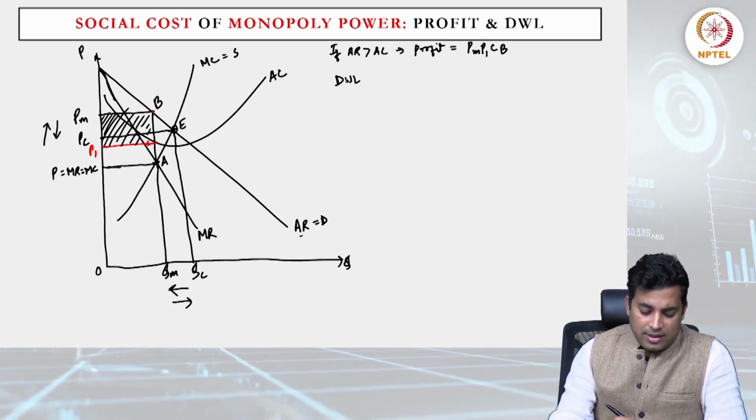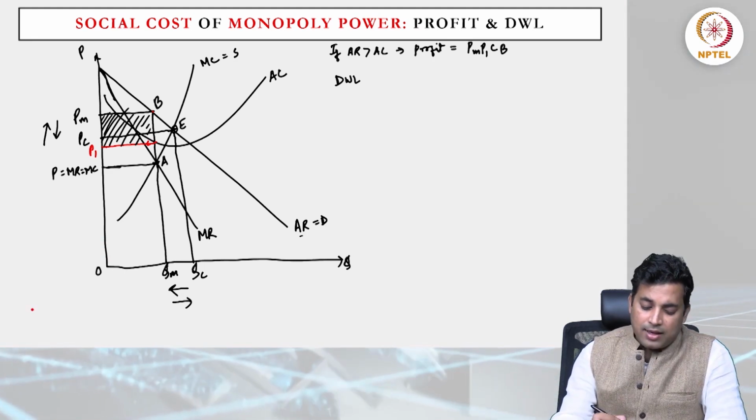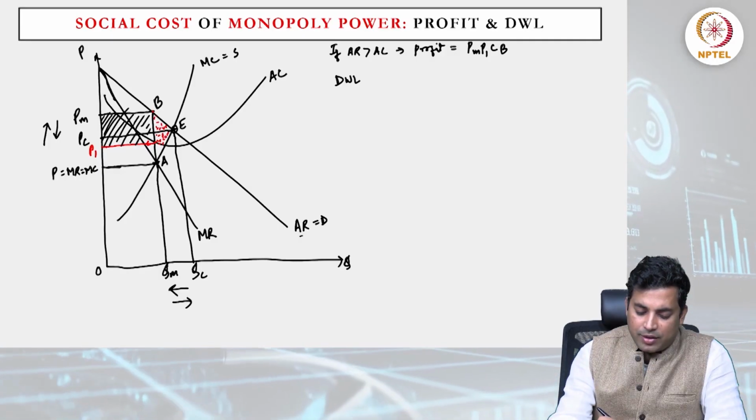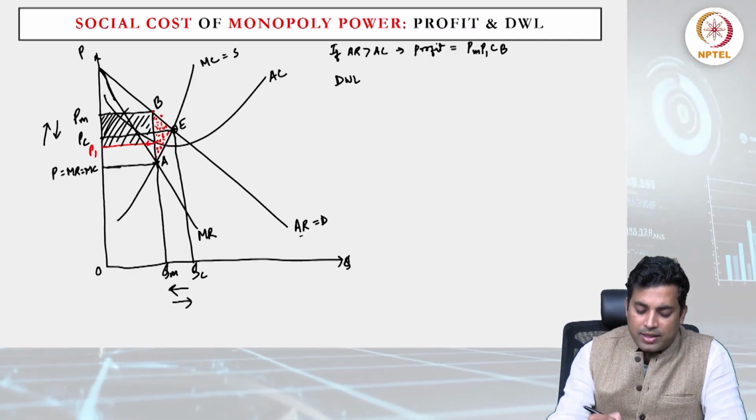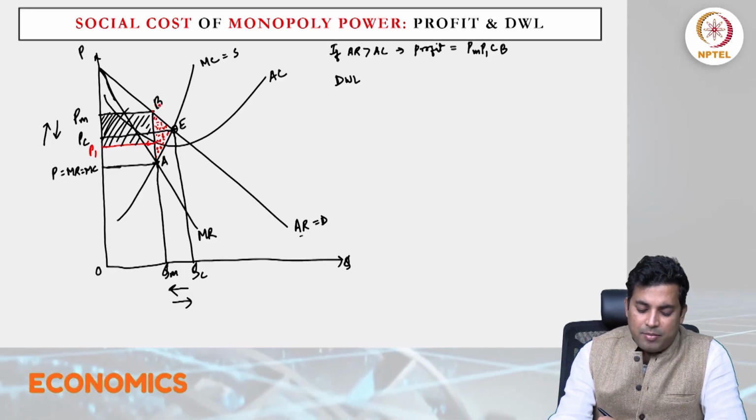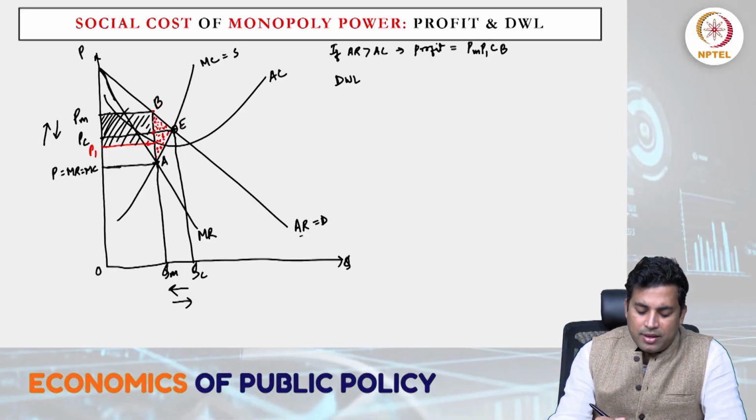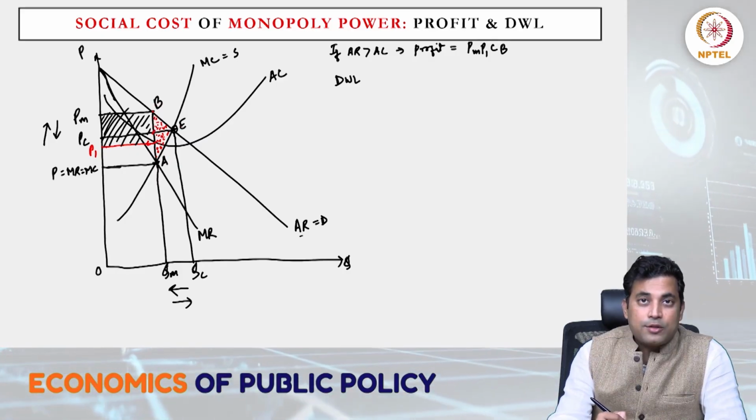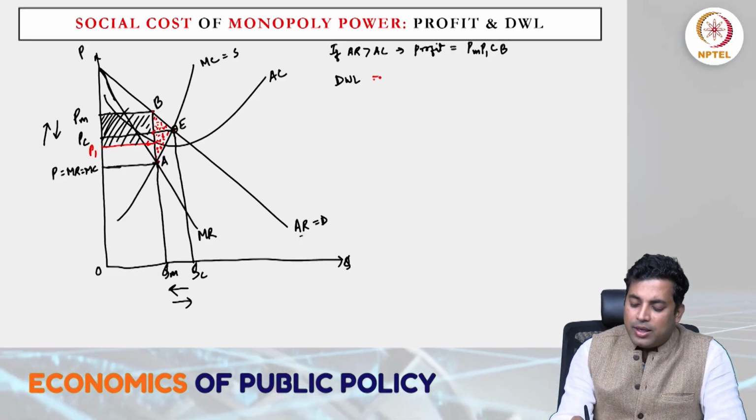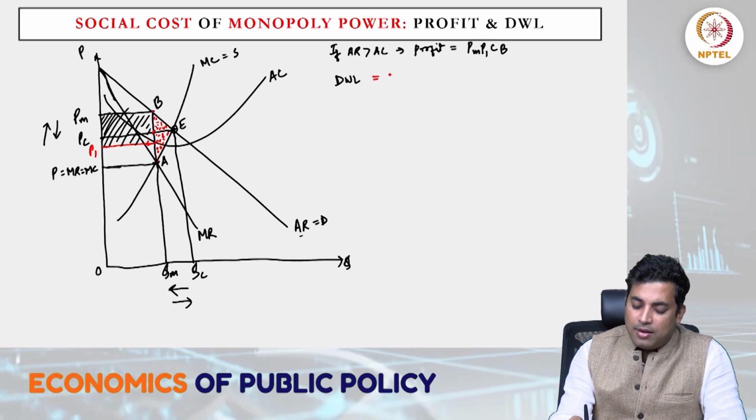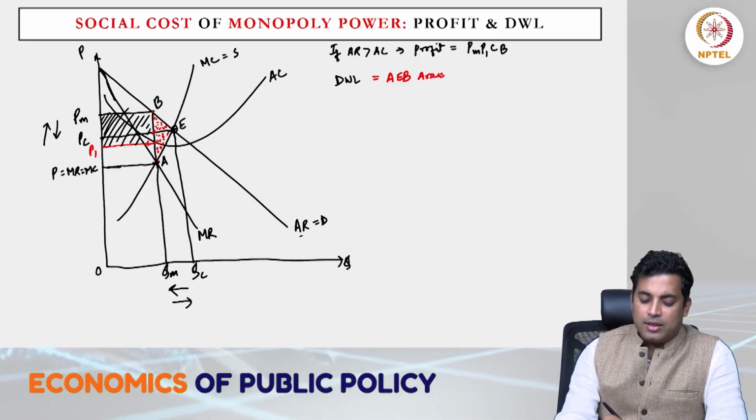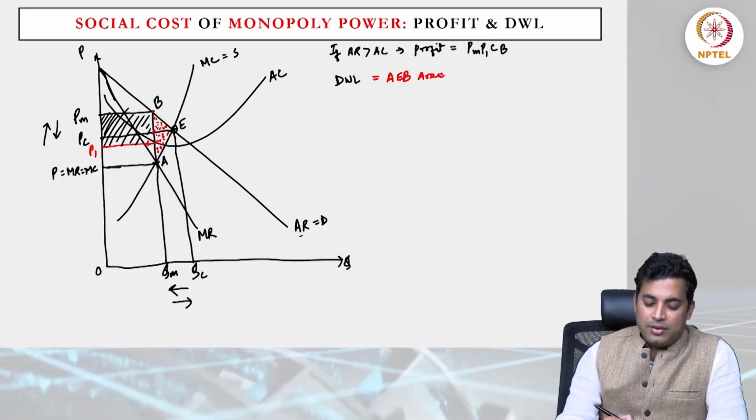So here you can see the deadweight loss, the area under this red dotted area. The loss from the consumer side, the consumer losses, is B, E, and then this point, and the loss from the producer side is A, E, and this side. Therefore, the total area of the deadweight loss is the area A, E, B. So this is the area of deadweight loss.